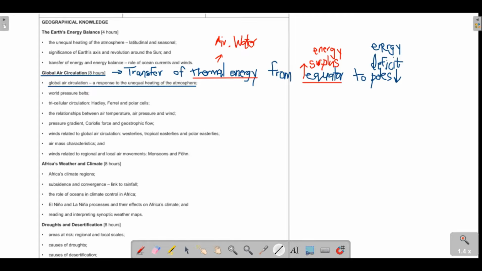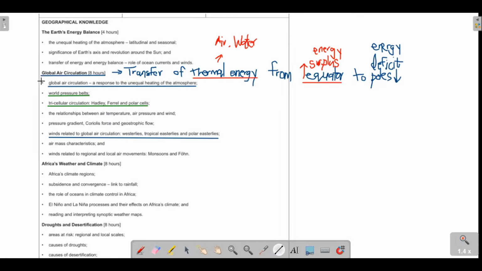We will also cover world pressure belts, as well as the tricellular circulation, the three cells that you have to know. The relationship between air temperature, air pressure, and wind, we did cover that in the last video, but I will also reiterate it in today's video as well. We also did cover the pressure gradient force, Coriolis force, and geostrophic flow in the previous video. So please check that out, guys, if you haven't done so. And we'll also take a look at the winds related to global air circulation. So your westerlies, tropical easterlies, and polar easterlies.